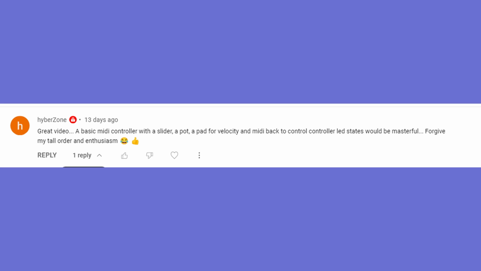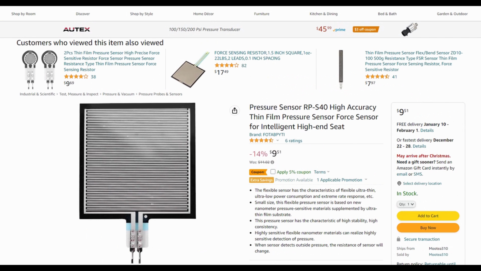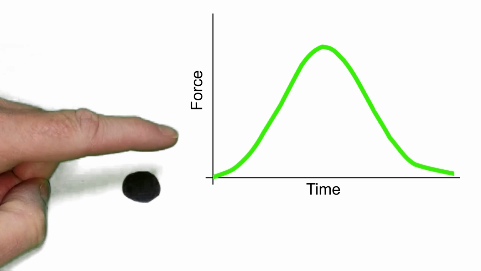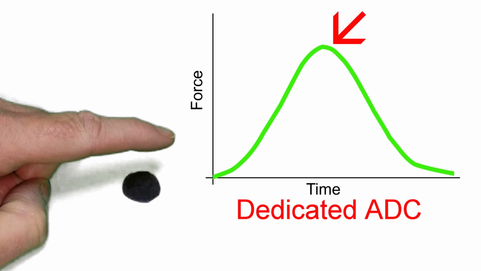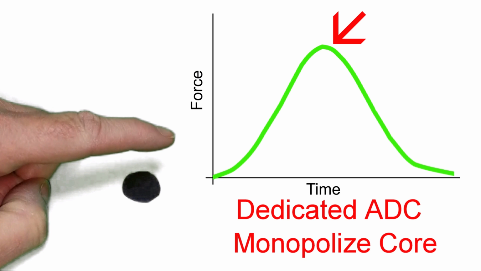Now I'll turn my attention to making a velocity sensor for MIDI. One viewer, Hyperzone, suggested that I add a pad for velocity. I looked into using pressure-sensitive touch pads, but I'd need to constantly monitor the analog output to determine the maximum pressure so I could determine the velocity. This would tie up one analog-to-digital converter as well as precious core processor time.